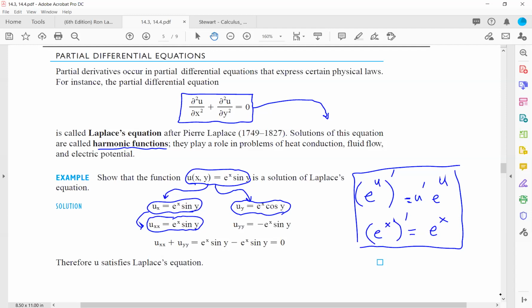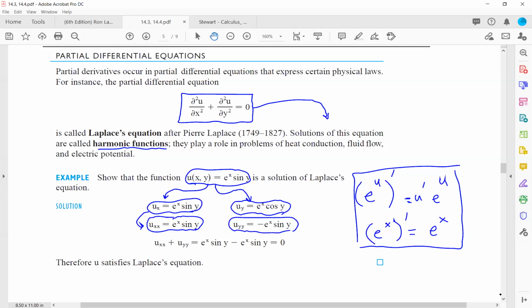Now we take the second partial derivative of the function with respect to y. Again, e to the x has no y in it. You have to copy down e to the x. The derivative of cosine is minus sine.